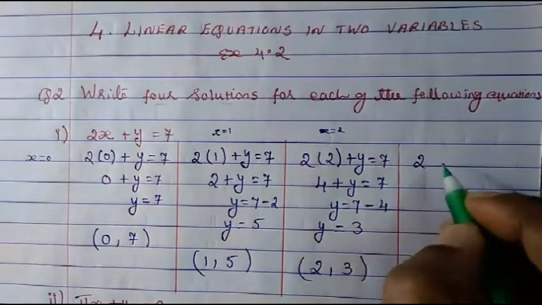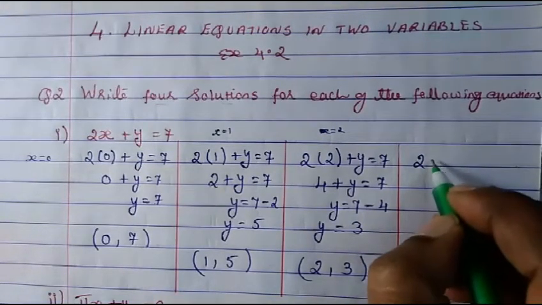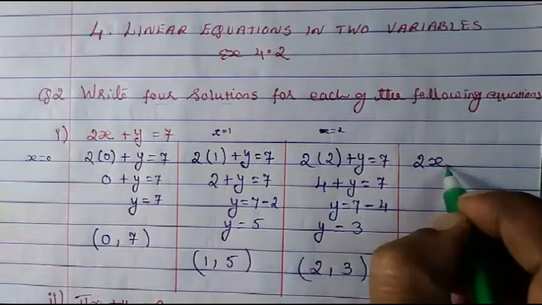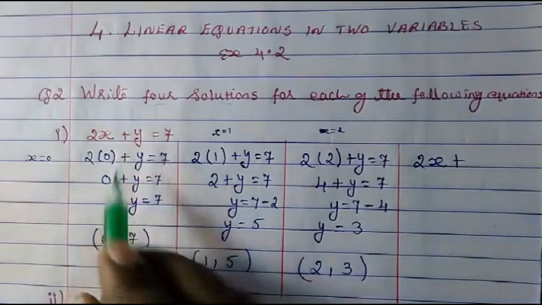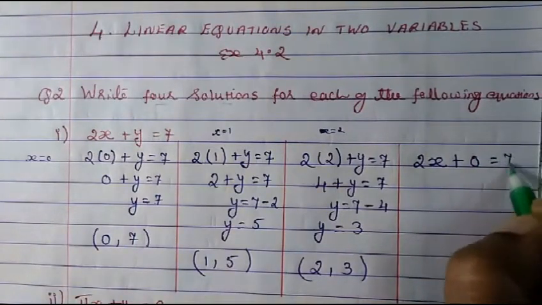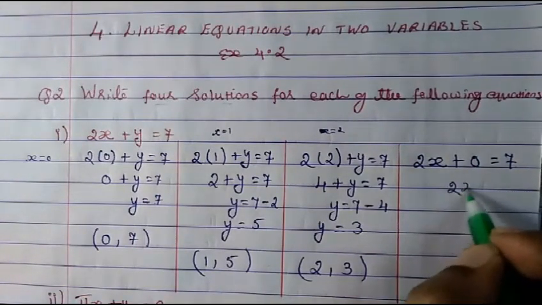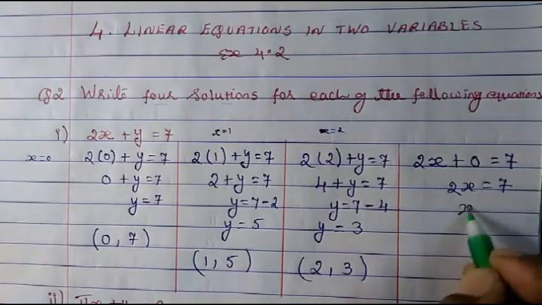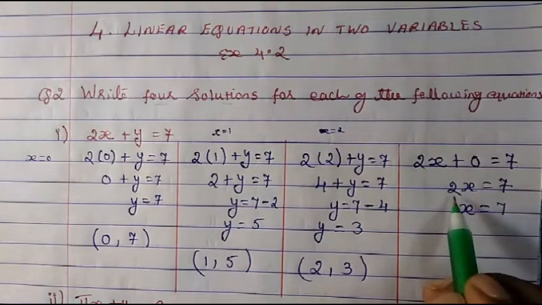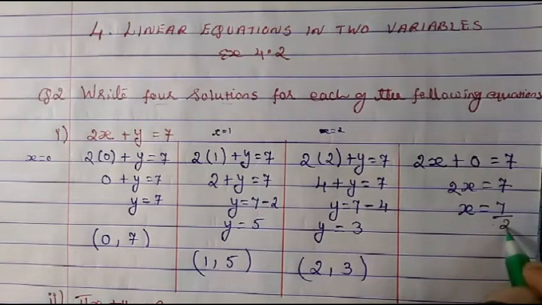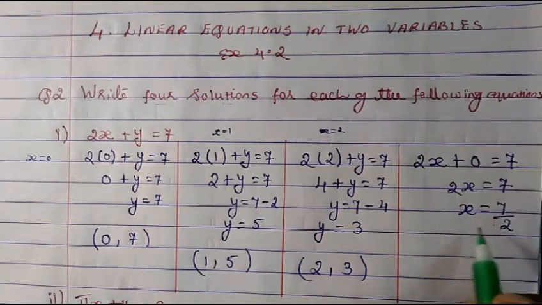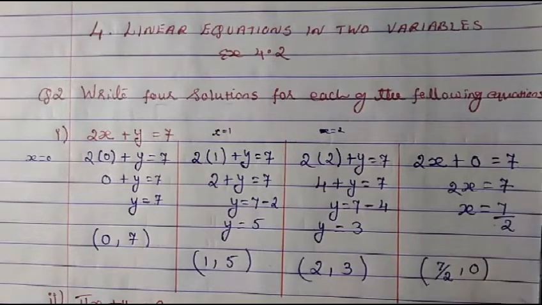Fourth, so now let us keep x as it is. Okay, so I'll keep this 2x as it is, plus y, I'll give the value for y as 0. So then what I'll get? 2x equal to 7, then x equal to, this is in multiplication, so when it comes here it will go to division. So I'll get my x value. So my fourth solution will be x value is 7 upon 2 and then y value I had put 0. So this is my fourth solution.